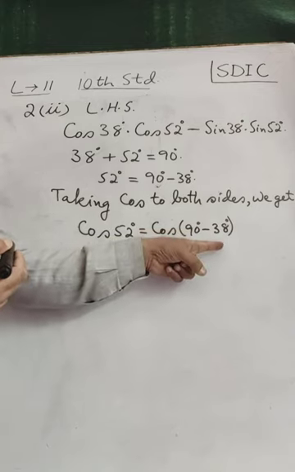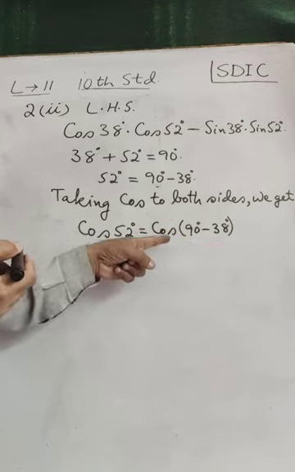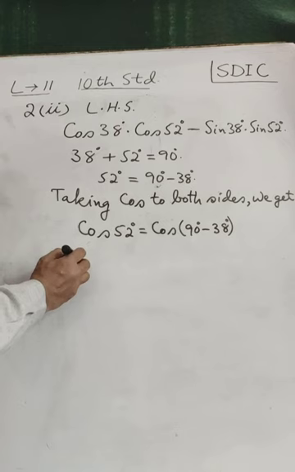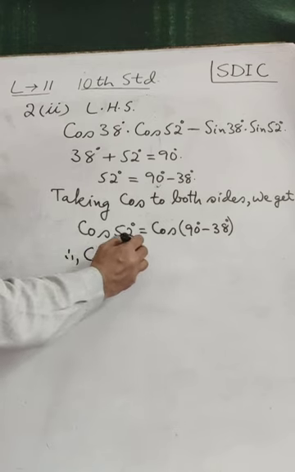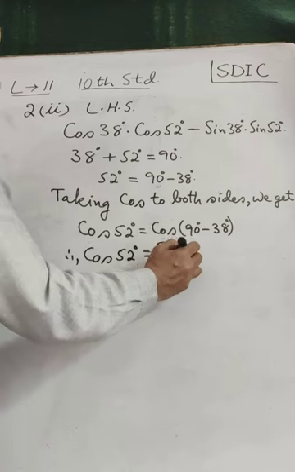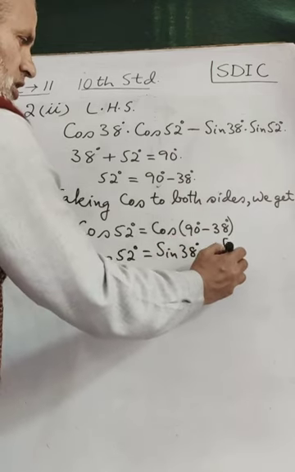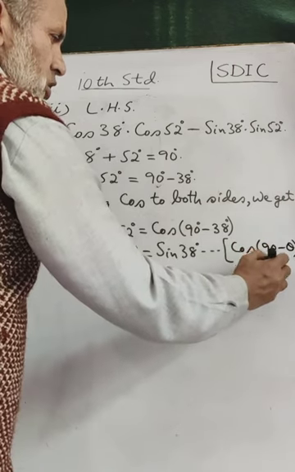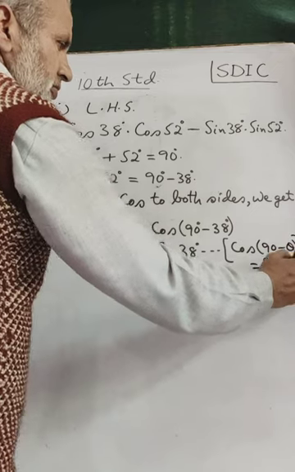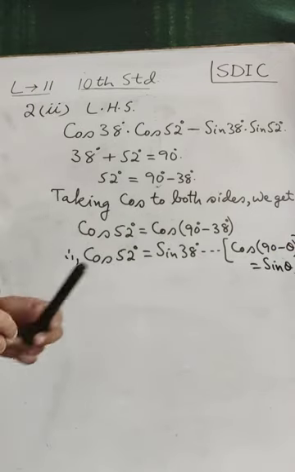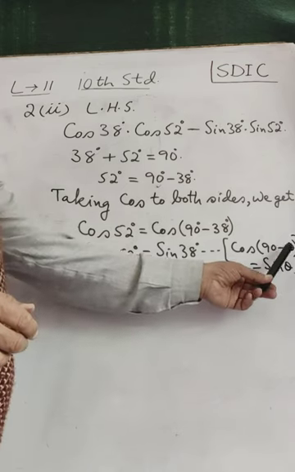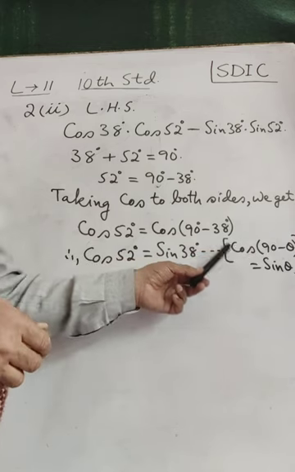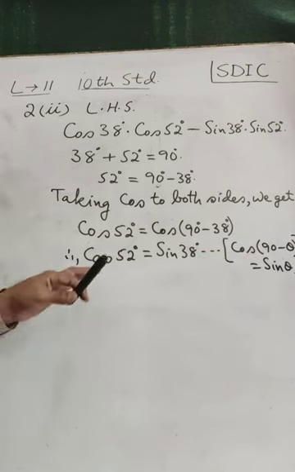Since theta is here 38, therefore cos 90 minus 38 is equal to sin 38. Therefore, we have cos 52 degrees is equal to sin 38 degrees. In the bracket, we'll write the relation we used: cos 90 minus theta is equal to sin theta. This relation out of those complementary relations we used, and in this, theta is replaced by 38. This is the first part.